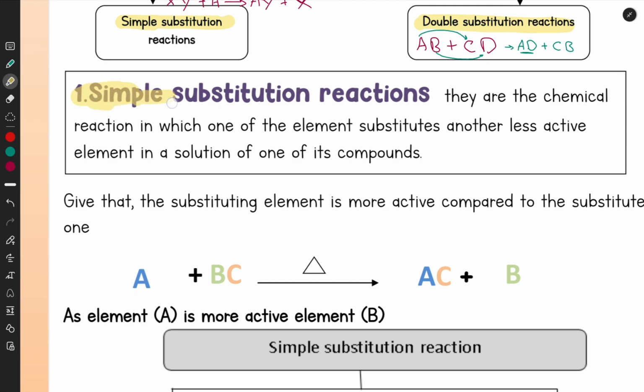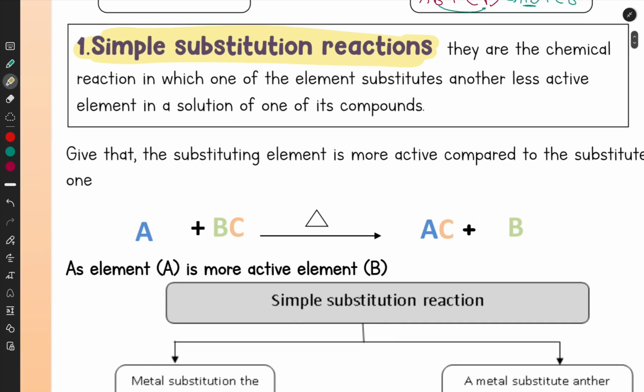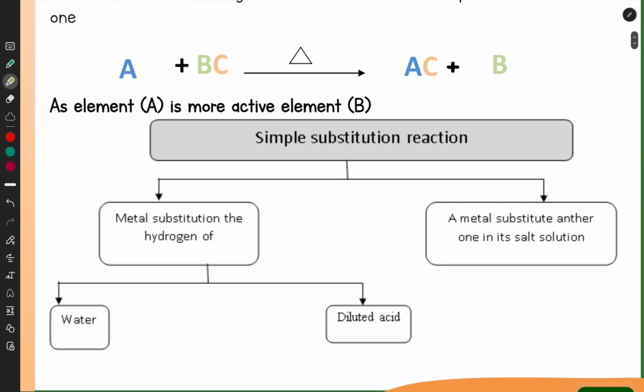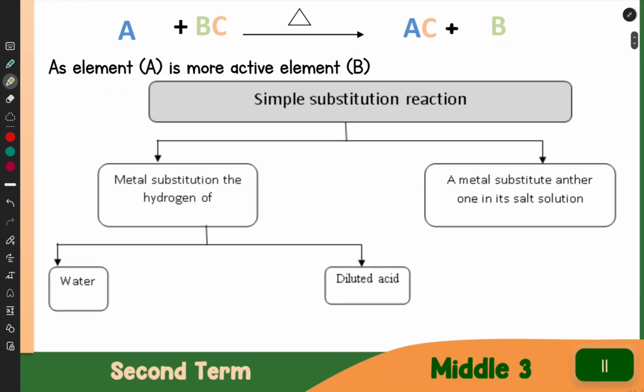The simple substitution reaction is a chemical reaction in which one of the elements substitutes another less active element in the solution of one of its compounds, like A plus BC, by adding heat, gives AC plus B. Okay, this is very important. But the heat is not necessary. Okay, so that is simple substitution reaction.